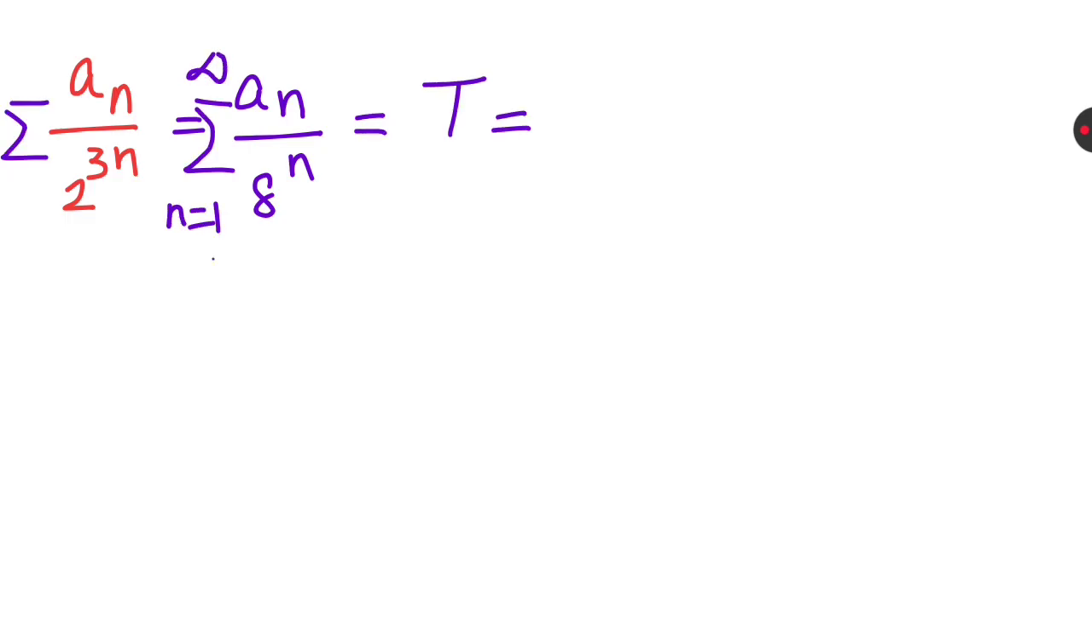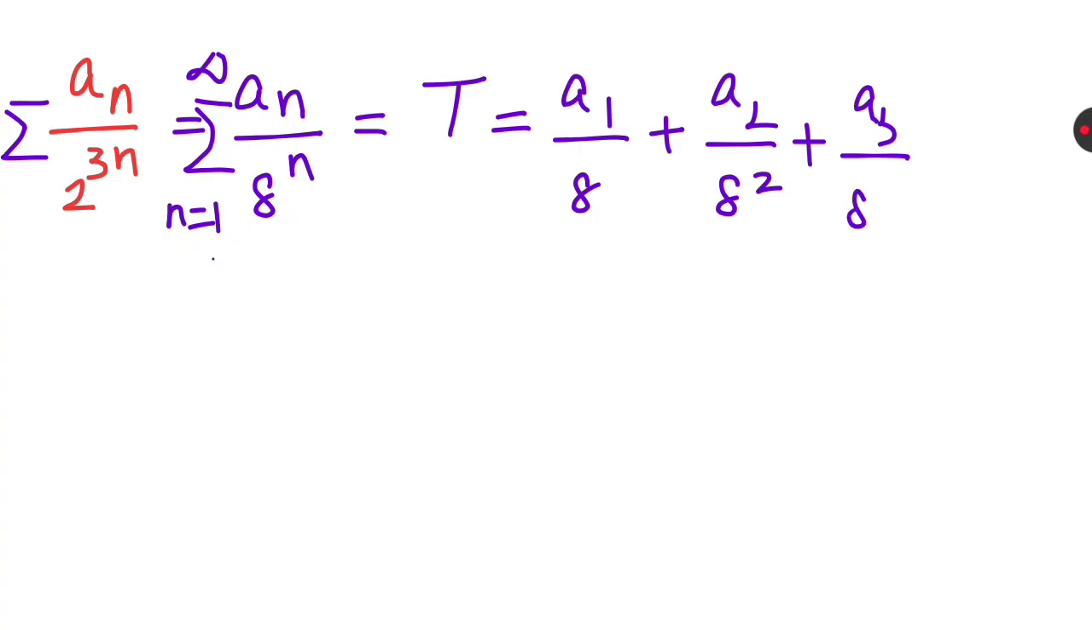We substitute n as 1. Then the first term is a1 over 8 raised to the power of 1, which is just a1 over 8. If we substitute n as 2, the second term is a2 over 8 raised to the power of 2. The third term would be a3 over 8 raised to the power of 3, then a4 over 8 raised to the power of 4, and so on up to infinity. This is the capital T series.